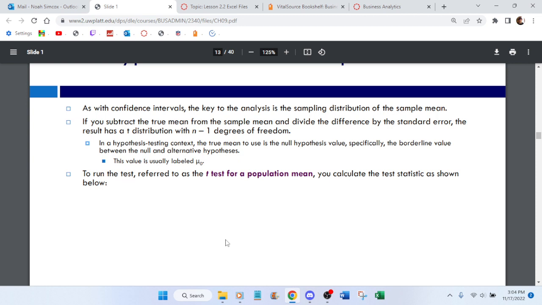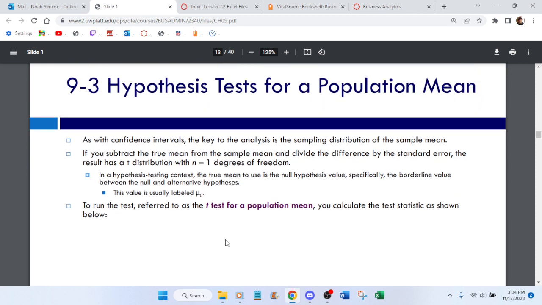The key to the analysis is the hypothesis test for a population mean. As with confidence intervals, the key to the analysis is the sampling distribution of the sample mean. If you subtract the true mean from the sample mean and divide the difference by the standard error, the result has a t-distribution with n-1 degrees of freedom.